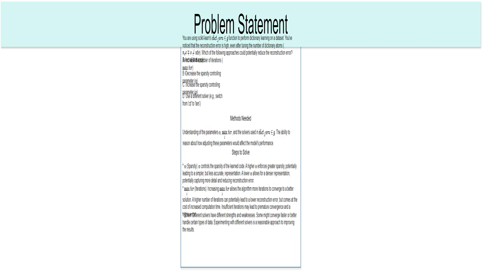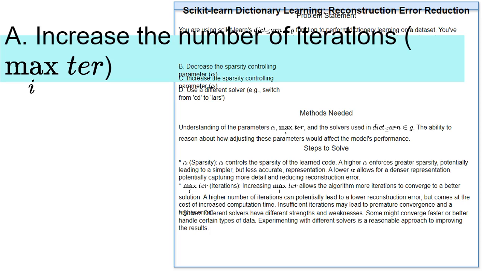It's like trying to rebuild a puzzle with some pieces missing. I want to find ways to improve how well the reconstructed image matches the original. This option suggests increasing the number of times the algorithm attempts to find the best solution. Think of it like giving the puzzle solver more time to work. More attempts could lead to a better fit, but it takes longer.